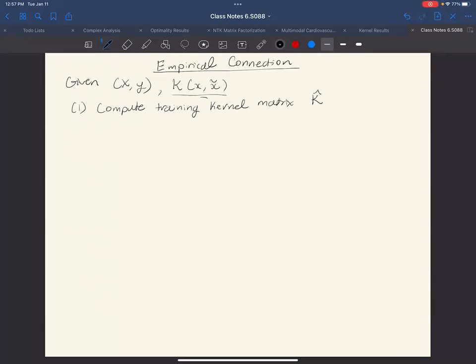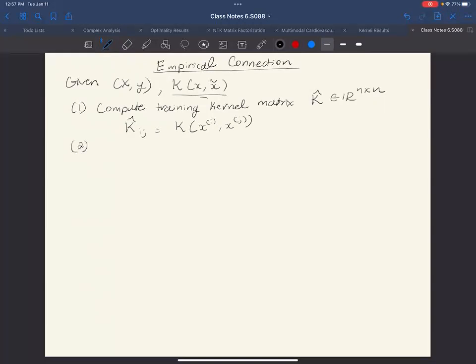And this is just going to be k hat. And remember, this is an n by n matrix. And k hat of ij is just the function k applied to example i and example j. And you can compute this in whatever way you want. There's vectorized ways of doing this in NumPy, so you don't have to waste a lot of time looping through everything. And we'll give many examples of how to do this. So great. You've now got your training kernel matrix, which is n by n.